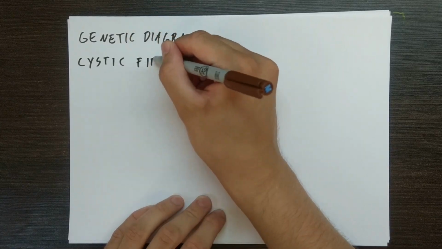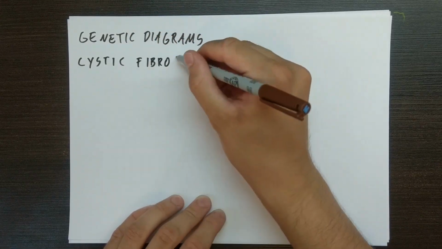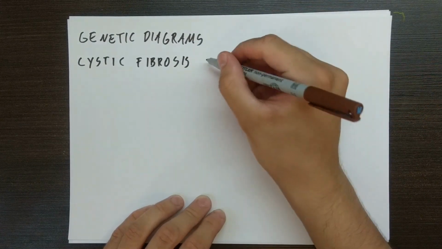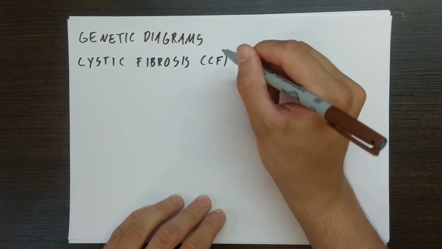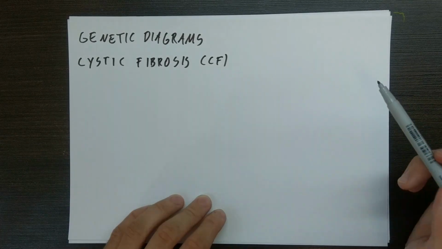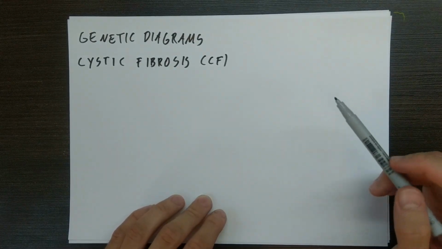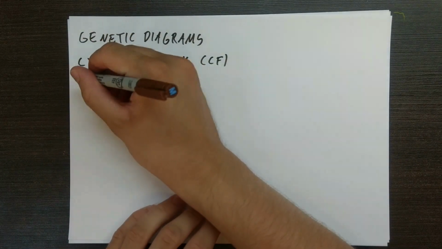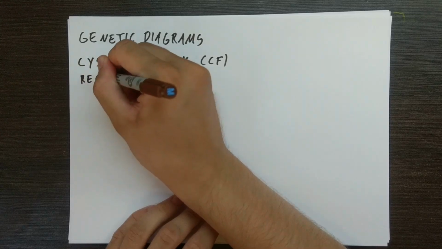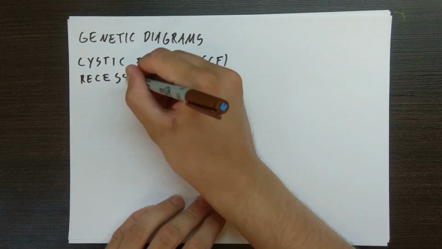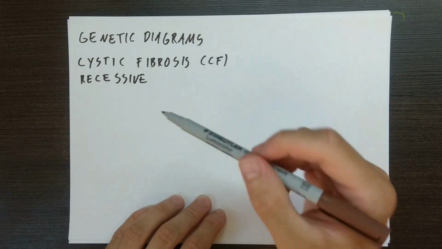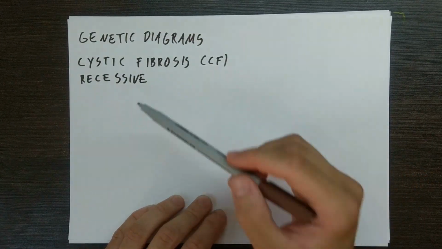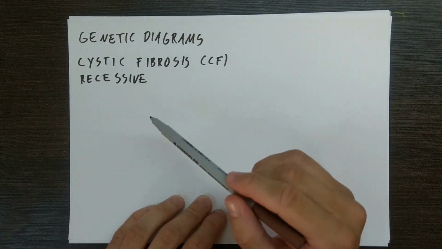Cystic fibrosis. And in short, it's CF. That's what I'm going to call it from now on. Cystic fibrosis is actually carried by a recessive allele. I'm going to write it down. So cystic fibrosis disease is actually carried by a single recessive allele.